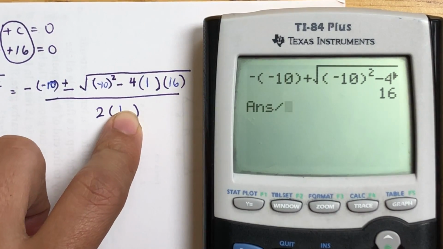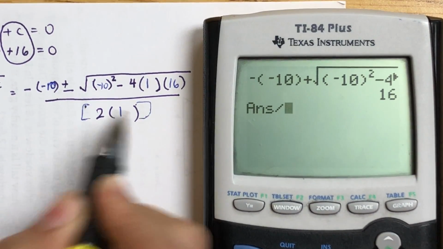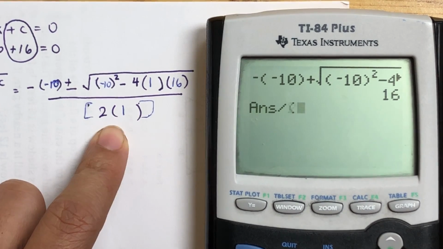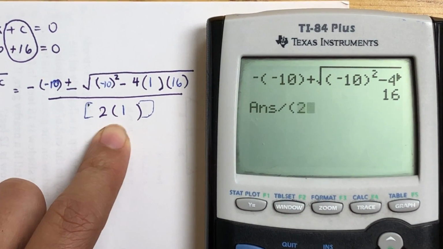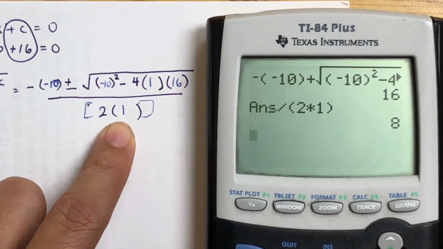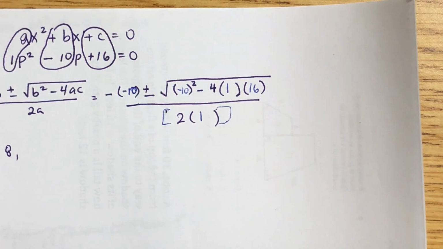And then you're going to divide it by whatever the bottom is, but the whole thing in parentheses. So divided by 2 times 1 in parentheses. So your first answer is 8. Okay, so your first answer, p equals 8.